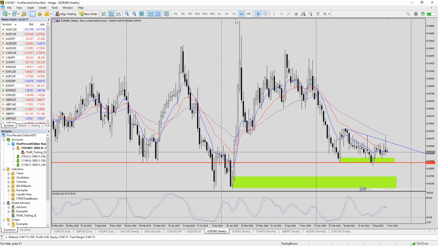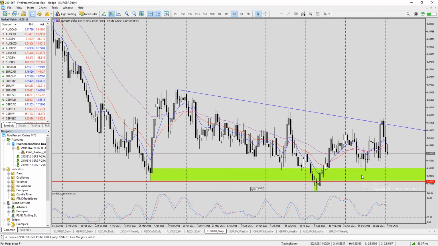So that's Euro Pound. Again, a little bit more bearish than bullish, but no clear trend at the moment. Just pay attention to this demand zone in case it holds and pushes the price higher eventually in this sort of descending wedge or descending triangle.